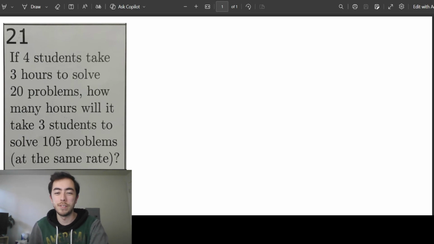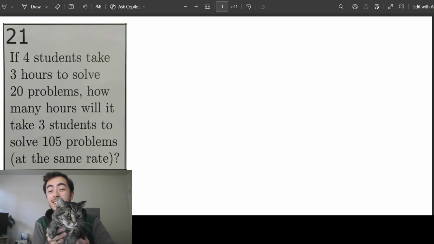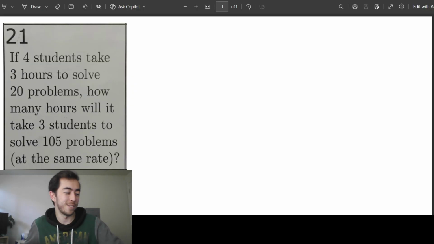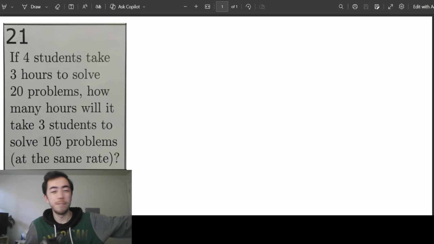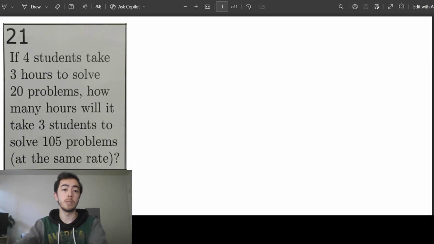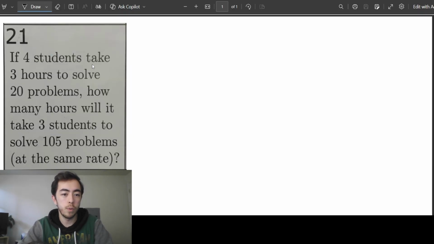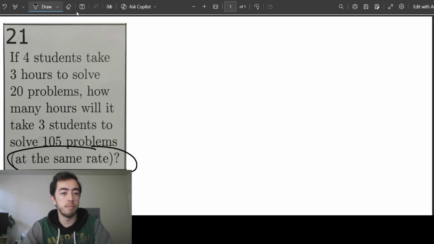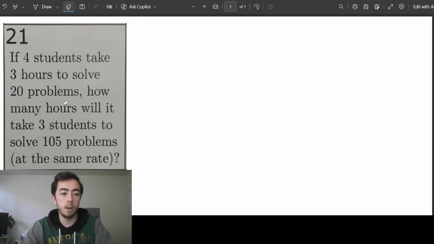Today is November 21st. We do have Quill with us today, and we're solving problem 325 from the Daily Epsilon calendar. And we should show why the answer today should be 21, because that matches today's date. So we have 4 students, and it takes them 3 hours to solve 20 problems. And if we're assuming that we have the same rate of problem solving, we need to figure out how many hours it'll take 3 students to solve 105 problems.